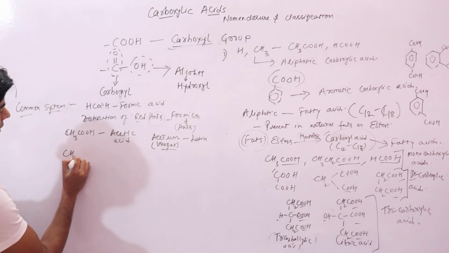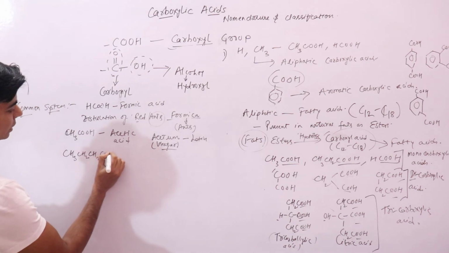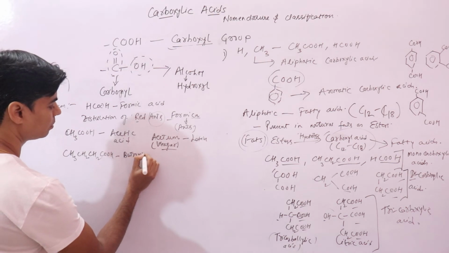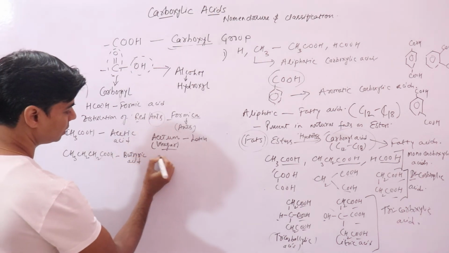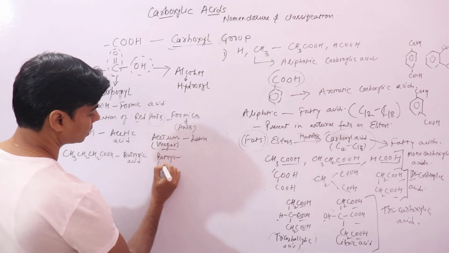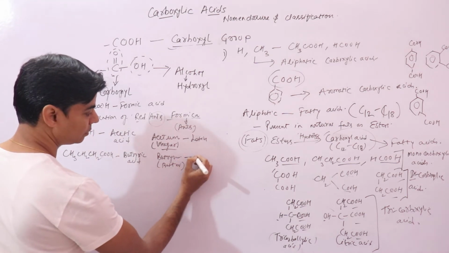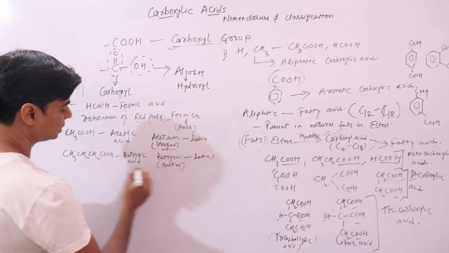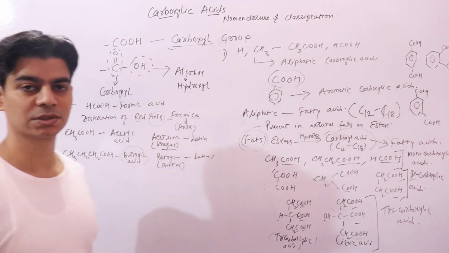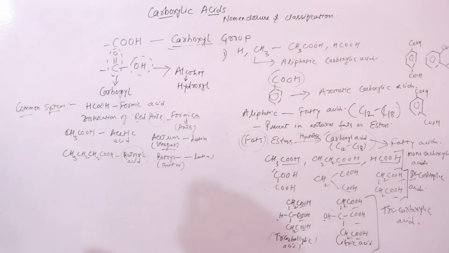Similarly, you have CH3CH2CH2COOH. This is your butyric acid. Butyric acid comes from butyrum. Butyrum means butter in Latin. Since this acid was obtained from butter, we call it butyric acid. This is how the common system of naming goes, based on the source from which the acid is obtained, right?